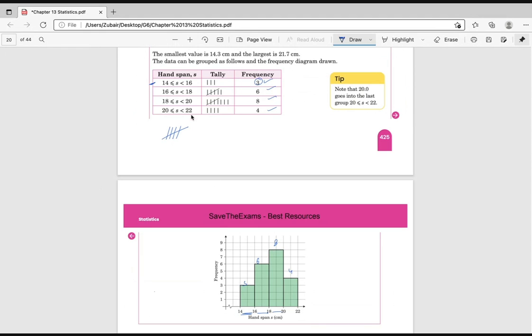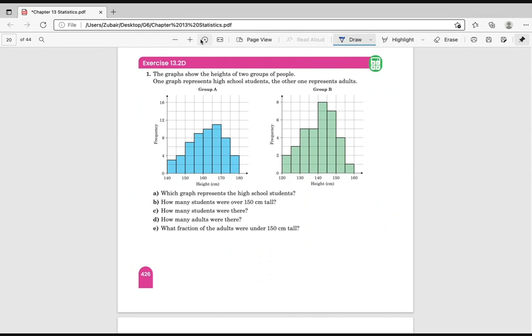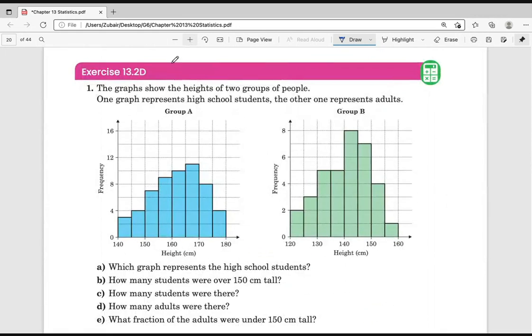Currently, we have the same class widths. All of these widths are 2 each. In the upcoming concepts, we will study different class widths, known as frequency density.